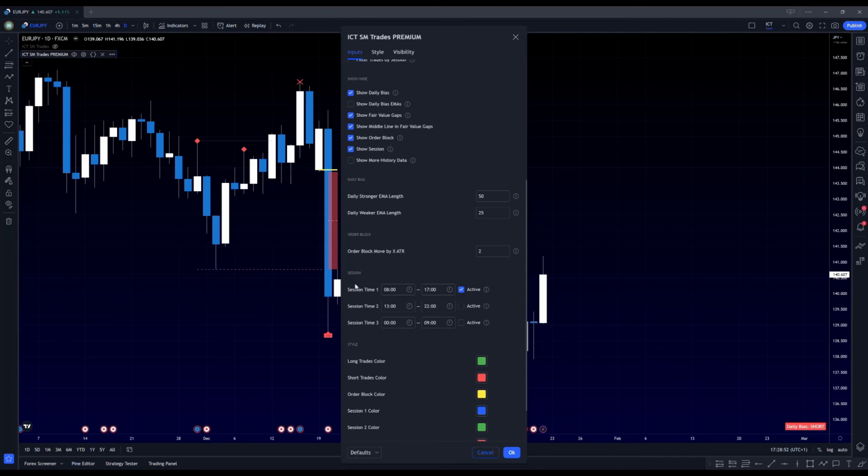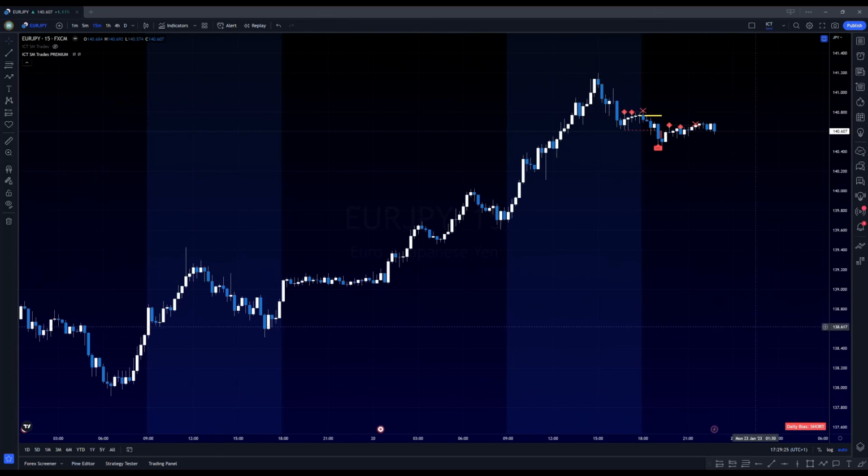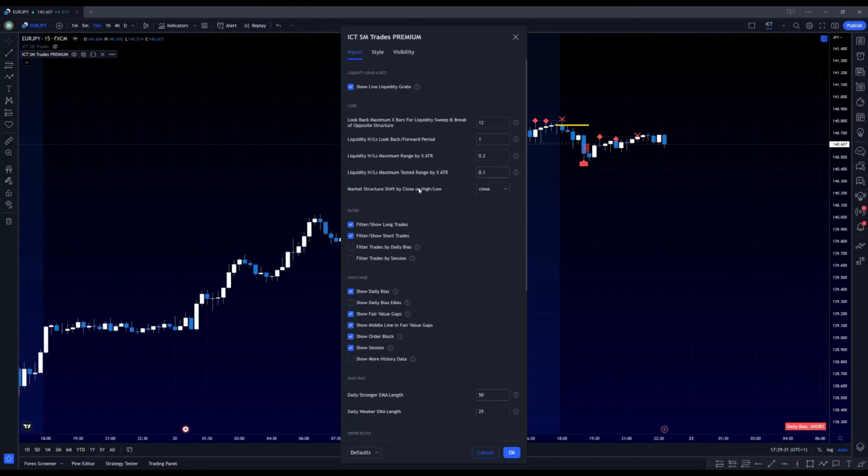The next new feature is that we have 3 session times. By default, this is London, this is New York session time, and the third one is Tokyo session time. We can make them active to see them when clicked in this option, show session. So if I click show session and I have active only this, I will see only this London session. Okay, so I click OK and I go to 15 minutes, and as you can see, this is the London session. Here is the London session, okay?